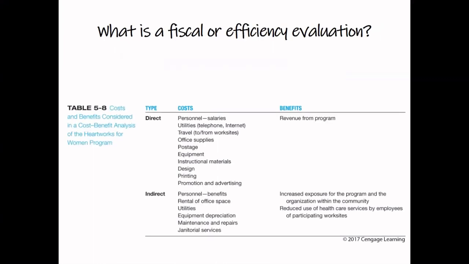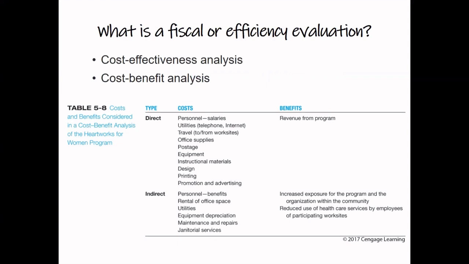What is a fiscal or efficiency evaluation? Well, this is two forms. You can have a cost effectiveness analysis or cost benefit analysis. What's on the screen here is a cost benefit analysis. So essentially what you're looking at is all the costs of your program compared to benefits, which in this case is any kind of revenue that you might get from a program being implemented.